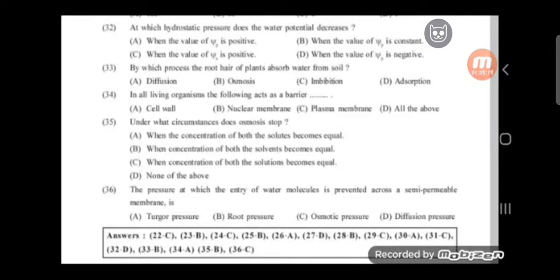Next, question number 36. The pressure at which the entry of water molecules is prevented across a semi-permeable membrane is called as the turgor pressure, root pressure, osmotic pressure, or diffusion pressure. So, what do we call that pressure? You have to try to answer first. You try to answer, then I will say the correct answer for this question number 36.